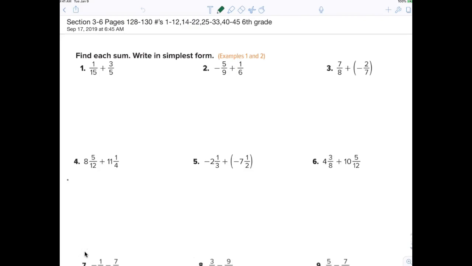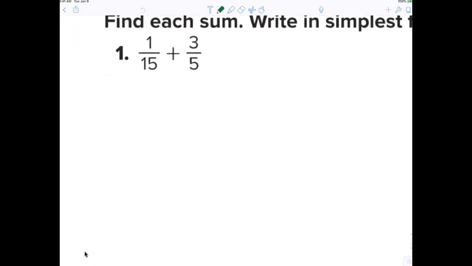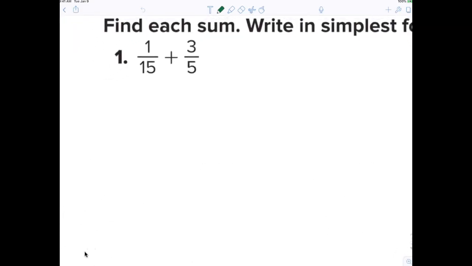So today, we're adding and subtracting fractions with integers. That's what makes it more difficult than last year. Last year, you were taught how to add and subtract, but we didn't have the positives and negatives. So let's just review real quick. If I were asking you to add 1/15 plus 3/5, you have to get a common denominator, which requires me to do what?